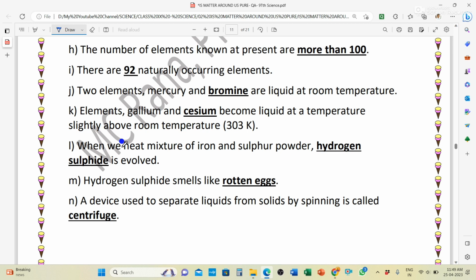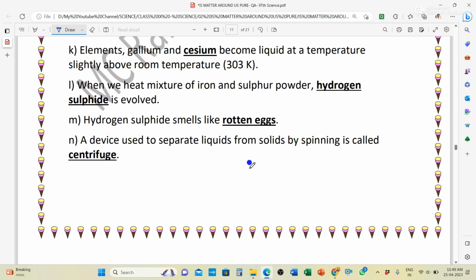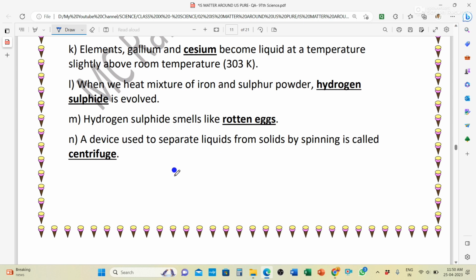When we heat a mixture of iron and sulfur powder, hydrogen sulfide is evolved. Hydrogen sulfide smells like rotten eggs. A device used to separate liquids from solids by spinning is called a centrifuge.